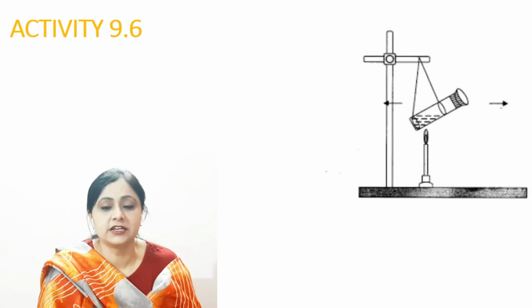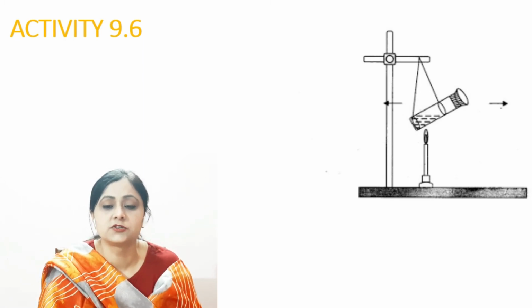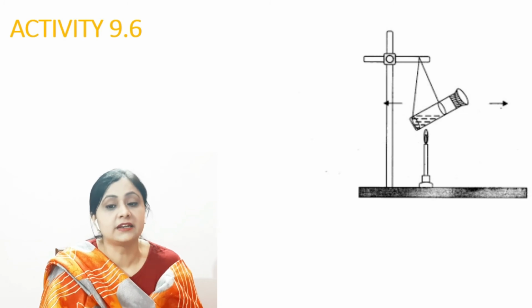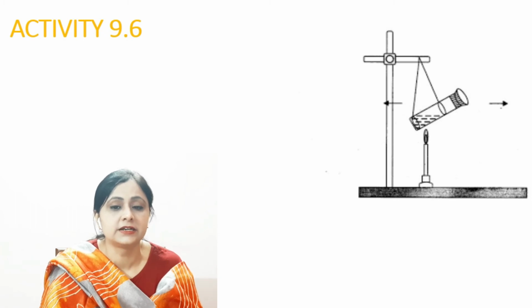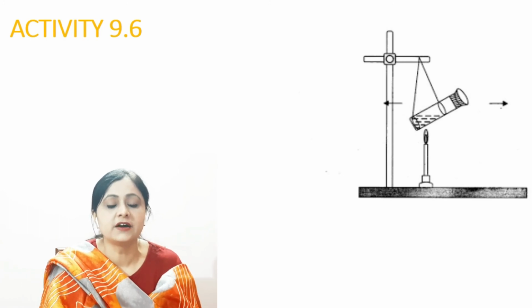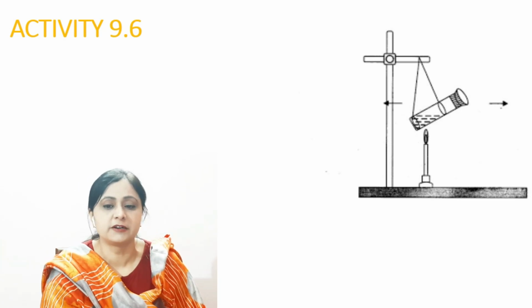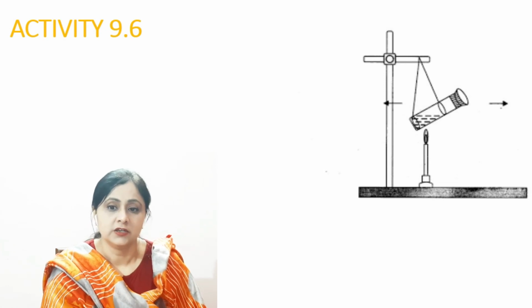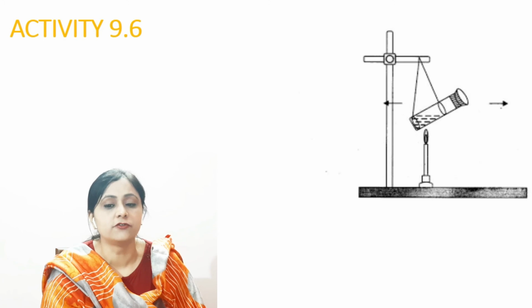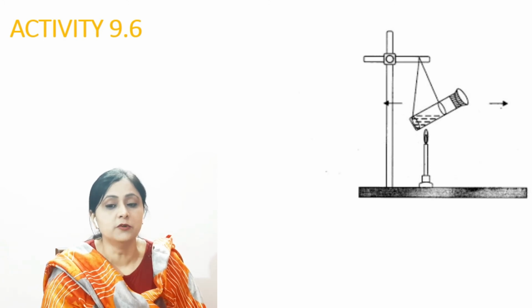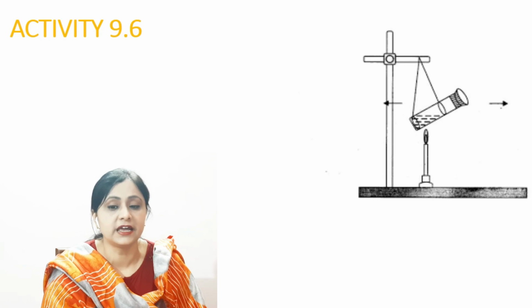Now in this figure you can check, there is a test tube. This test tube is filled with water, and then we will cork it. And this test tube is connected to this clamp stand, and then we are heating it with the help of a burner. So when water is heated, what is produced? The water vapor will be produced, and this water vapor will apply force on the cork. So when the water vapor applies force on the cork, the cork will move in the forward direction.